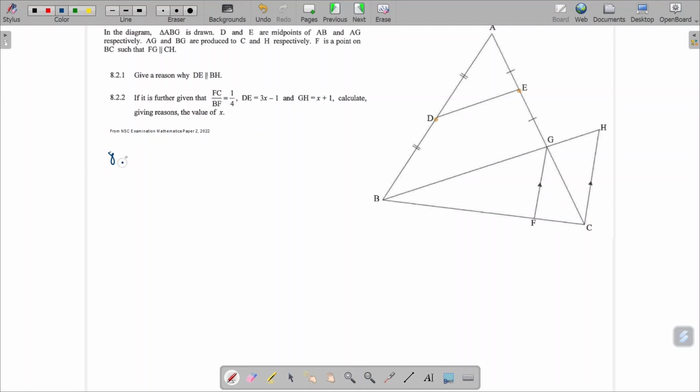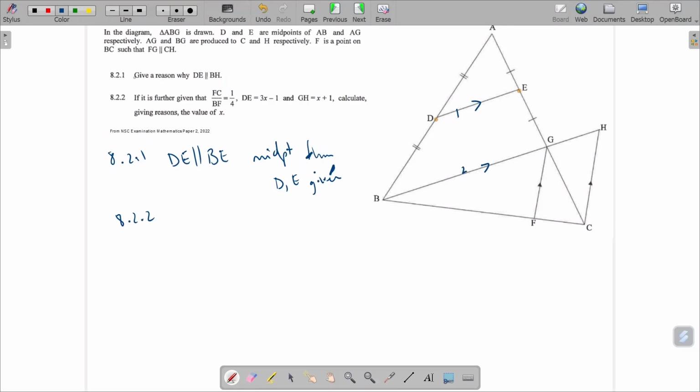We know that 8.2.1, it is because DE is parallel to BH because of the midpoint theorem. D and E were given as midpoints. Okay, so we now know 8.2.2. We now know that as a result this line is parallel to this line, and it should be in the ratio of 1:2 if we need it.